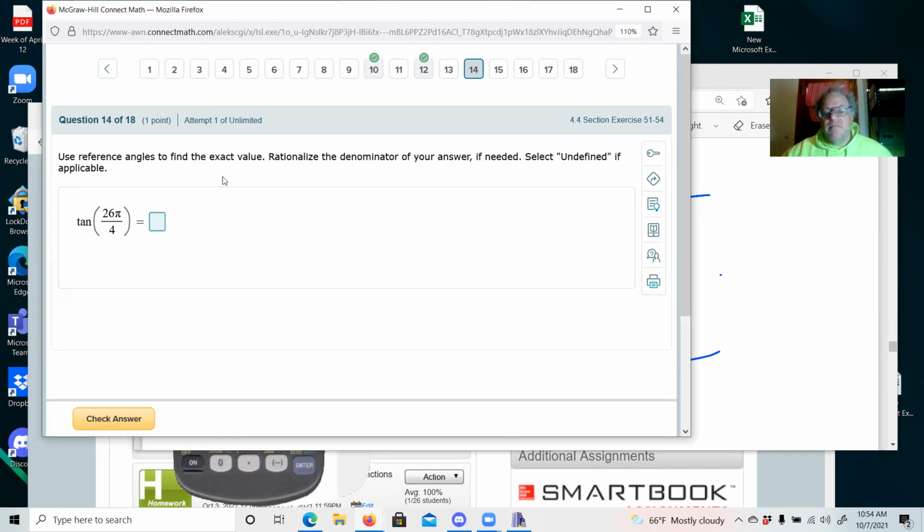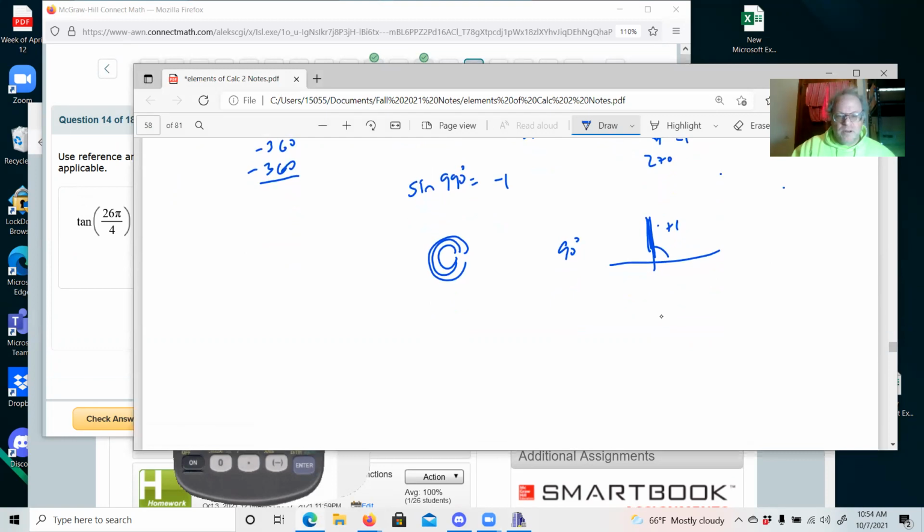Use reference angles again, figure out the exact value. We get 26 pi over 4. So what is 4 into 26? Right, well, 6 times would be 24, and then we'd have 2 left over. So remember, this is how many pi's there are. We have to divide it into 2 pi's. So 2 pi times 3 would be 6 pi. Okay. So 1 revolution 3 times is going to be our 6 pi.